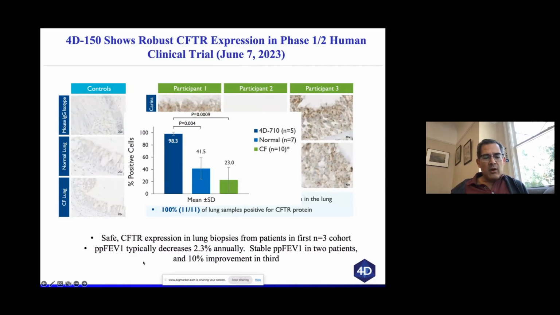And furthermore, this latest data reported the first indications of function within the patients. So typically forced expiratory volume, the amount of air that patients can expel under controlled conditions, decreases 2.3% annually. By comparison, within this small initial cohort of 3 patients, so this is obviously non-statistical, 2 patients had a stable FEV and 1 had a 10% improvement in FEV over the course of the study to date.